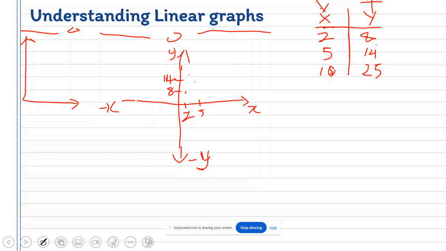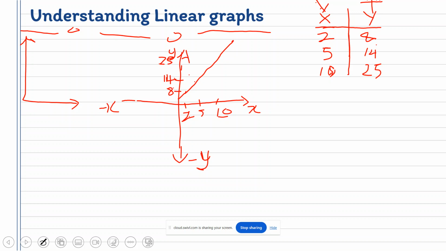Now my last value is 10 on X and 25 on Y. Once again, this is not drawn to scale. For every graph sheet, you need to have a scale. The next thing to do is to join all your points together. When I join all my points together, I have a graph like this. Okay, it's a straight line.